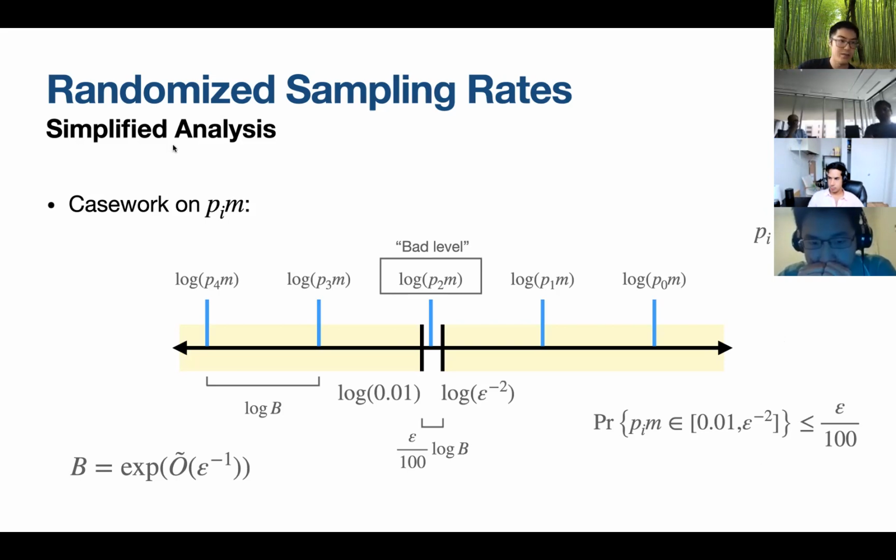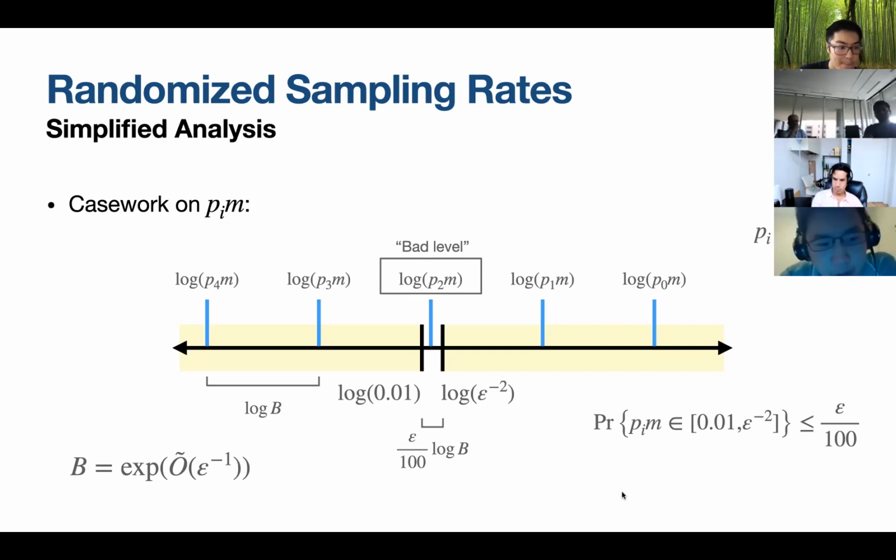And so this is the entire idea. And in turn, since I land in this bad level only an epsilon over 100 fraction of the time, in expectation, any one of these bad levels will contribute only up to an epsilon over 100 fraction of its mass. And that's what's going to allow us to get the 1 plus epsilon distortion. So any questions about this picture? It has a lot of stuff on it, so I want to make sure it's clear.